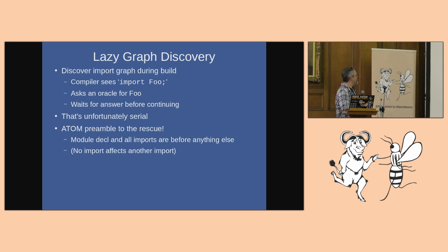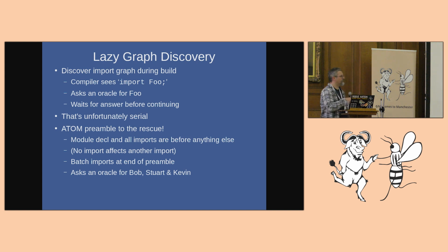And none of these imports affect each other because the legacy ones don't see hash defines I've already defined, for instance. So that means I can actually reorder these things in any way. That's an important property of all the imports you do. I can reorder my imports without breaking my code. That's a desirable property. So I could batch all the imports to the end of the preamble. When I get to the end of the preamble, I then go, oh, right, at this point I need to actually have all the imports done. So I could ask this oracle for all three things that I've imported, wait for it to build all three things in a parallel manner or whatever, and then continue.